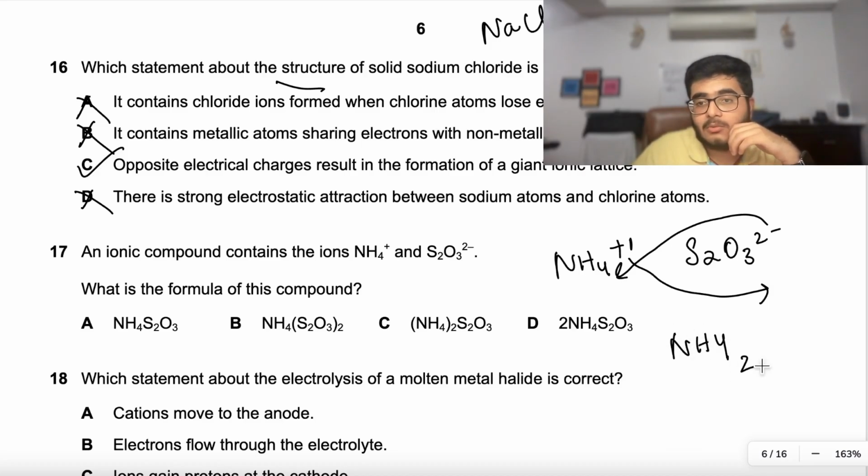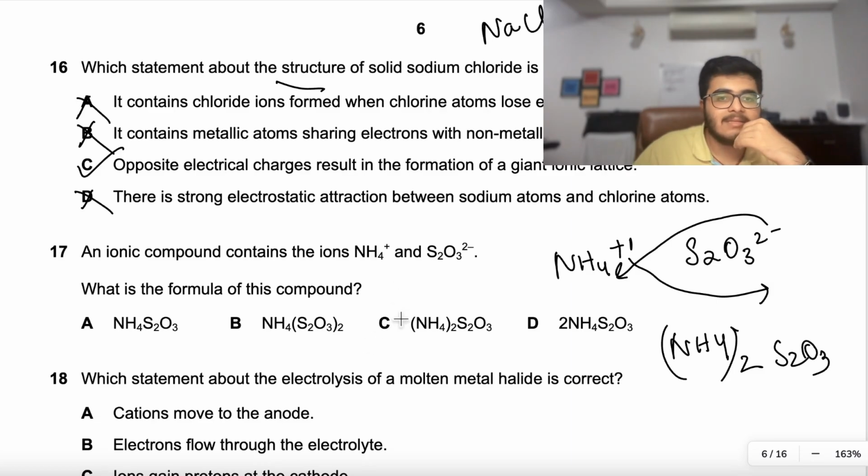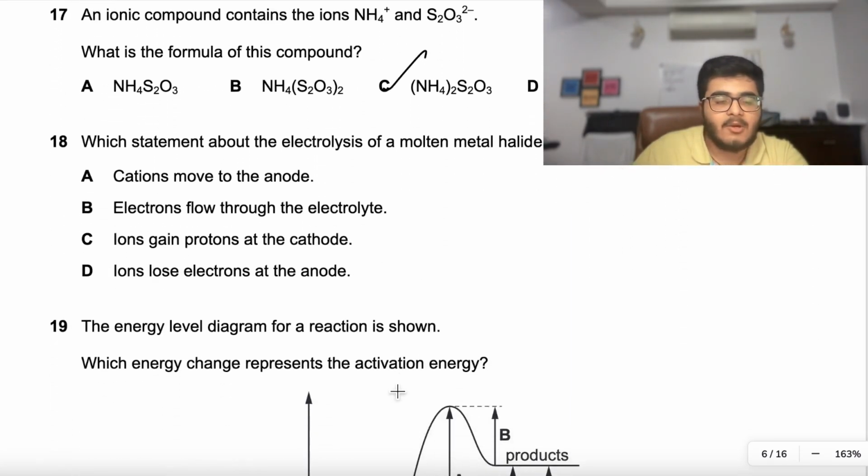NH4 2, right? This 2 will come here and this 1 will come here, which is S2O3. So the correct answer for this is C part. Moving on to question number 18.